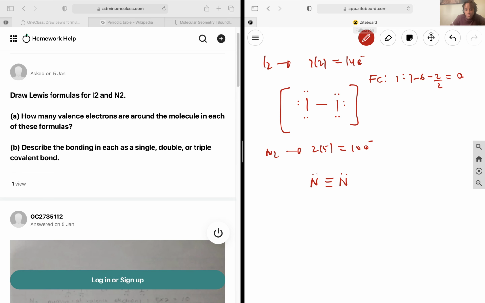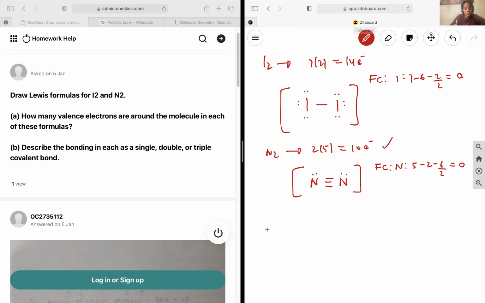And now let's see, we have 2, 4, 6, 8, 10. So the 10 electrons are now taken care of. Let's check our formal charge. For each of the nitrogens, we are going to have 5 minus 2 minus 6 over 2. And that is also going to give us 0. So the formal charge is also taken care of. We expected a net of 0. And so this is going to be our final structure.